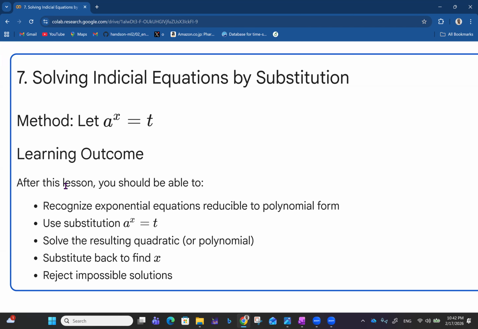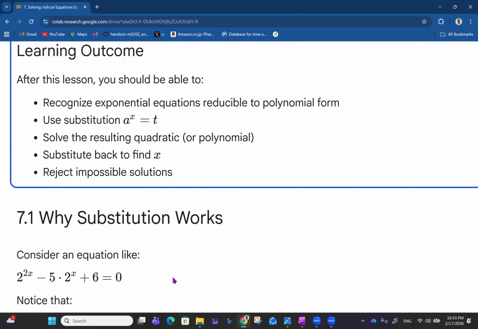So the learning outcome is that after this lesson, you should be able to recognize exponential equations reducible to polynomial form, then use substitution a raised power x equals t, or if you like p or q or anything, then solve the resulting quadratic or polynomial. Then, since you didn't start with t, once you get the t's, you can substitute back to find the x which you are looking for originally. So don't ever forget that you did not start with t, you started with x, and you must give the answers back in x. Then, of course, you want to reject impossible solutions, as you're going to see.